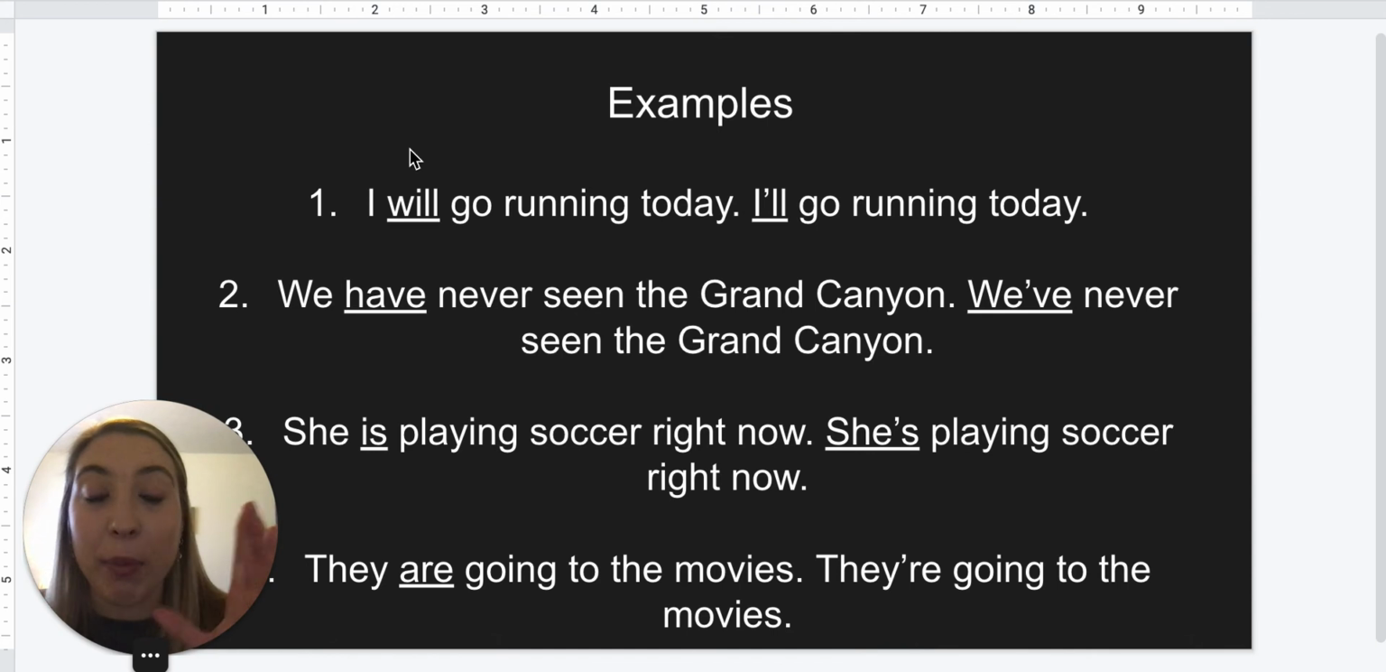So usually our apostrophe takes the place of either the first two letters, W and I, H and A, or just the first letter, I and A, and then we keep the ending. So now let's do some examples. And if you have a piece of paper and a pencil, I would encourage you to take it out and practice and write down some examples. Practice writing them.